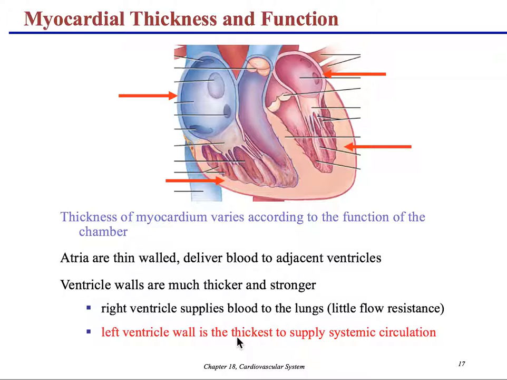So in general, things you need to be aware of is ventricle walls are much thicker than atrial walls. And in terms of ventricle walls, the left ventricle is the thickest to supply systemic circulation. The right ventricle is less thick. It's not very thin. When I mean it's less thick, it's only marginally less thick compared to the left ventricle, because it doesn't have to push blood to a very far distance, so there's little flow resistance, whereas with the left ventricle there's a higher resistance.